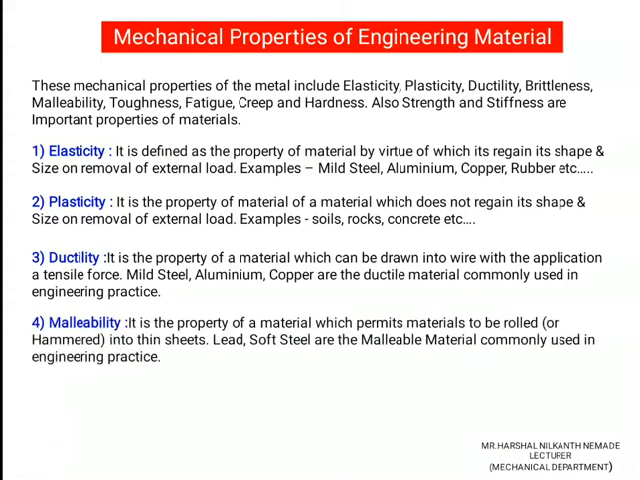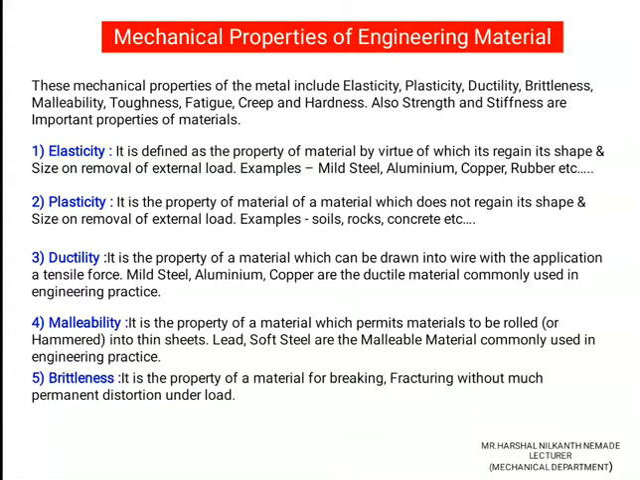Malleability. It is a property of material which permits materials to be rolled or hammered into thin sheet. Lead, soft steel are malleable material commonly used in engineering practice. Brittleness. It is a property of material for breaking, fracturing without much permanent distortion under load. Continue to next page. Toughness. It is a property of material to resist the fracture due to high impact load. Toughness requires strength as well as ductility, which allow a material to deform before the fracturing.